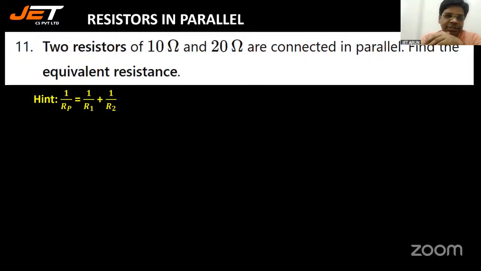Look at this one. Two resistors of 10 ohms and 20 ohms are connected in parallel. Now, this is the first question we are coming across in parallel, students. Find the equivalent resistance. Mention it as a fraction only, students. You don't have to mention it as decimals. Mention it as a fraction.